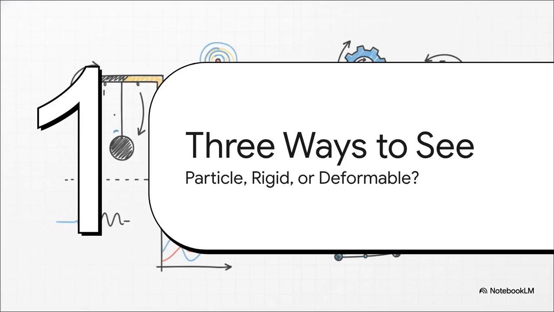I think the best way to think about these three models isn't as what an object is, but as three different lenses you can look through. Each lens gives you a totally different view of the same object, and the trick is picking the right lens for the job you're trying to do.